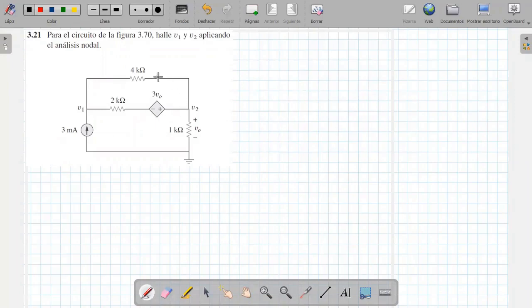The first thing I recommend to solve this type of exercise is to do a visual analysis of the location of the sources and mark the currents based on that analysis. For example, we see that there are two sources, an independent current source and a dependent voltage source. The dependent voltage source is 3 times Vo, and Vo is the voltage drop across the 1k resistor in this position. If I see it with the positive and negative marks from top to bottom, the polarity goes in this direction.